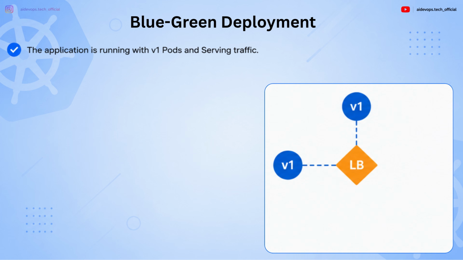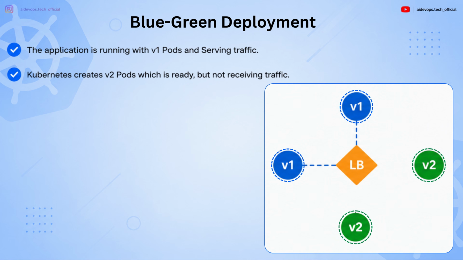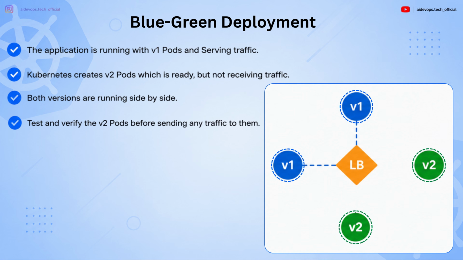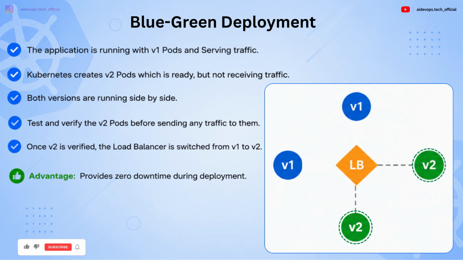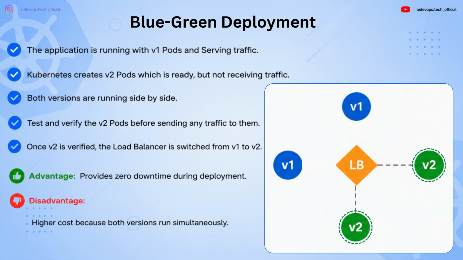So let's say the application is running with v1 pods, that is the blue environment, and serving the traffic. At the same time, Kubernetes creates v2 pods which are ready but not serving the traffic, and both versions are running side by side. So you can test and verify the v2 pods before sending any traffic to them. So once v2 is verified, the load balancer switches the traffic from v1 to v2. So blue-green deployment provides zero downtime by switching the traffic to the new version only when it is ready, but it costs more because both versions are running at the same time.